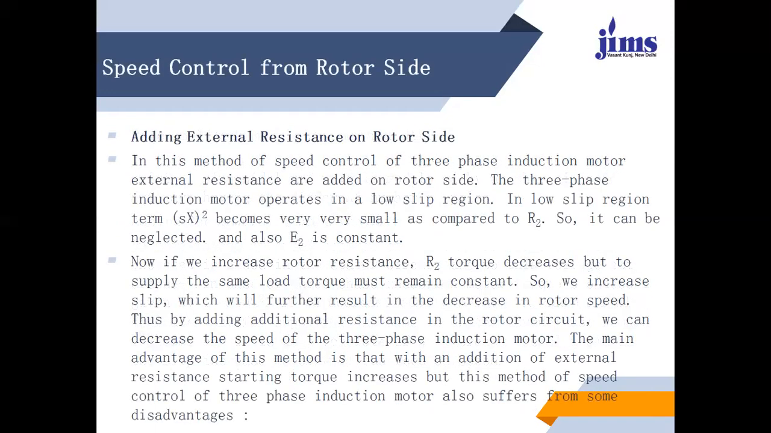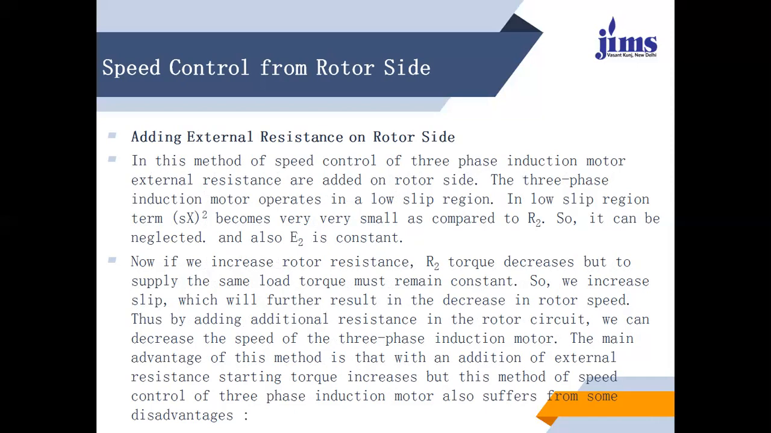Next method is adding external resistance on the rotor side. Now the previous method is related to the stator side. Now this method is related to the rotor side. In this method of speed control of a three-phase induction motor, external resistance is added on the rotor side. The three-phase induction motor operates in a low slip region. In the low slip region, S X square becomes very small as compared to R2, so it can be neglected, and also E2 is constant.